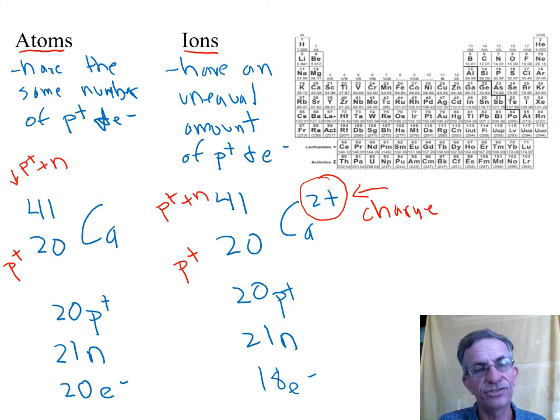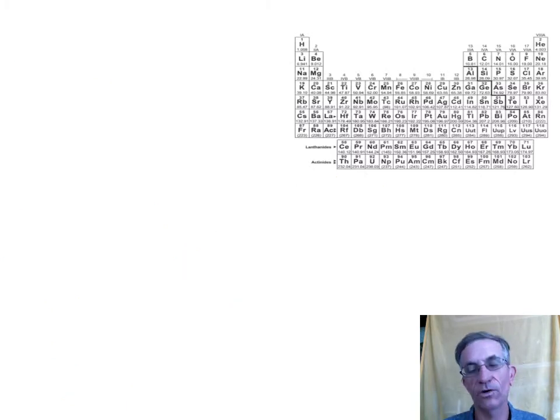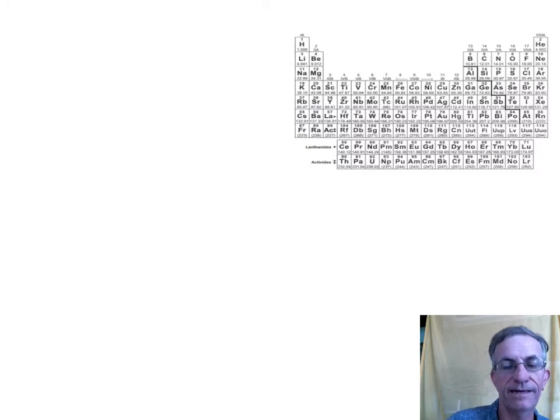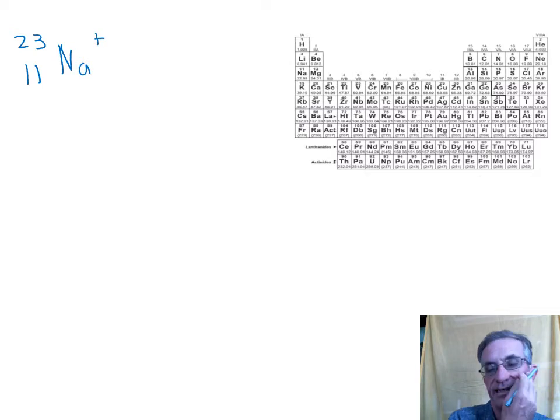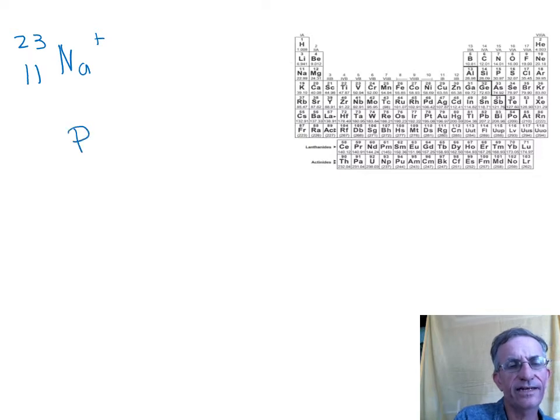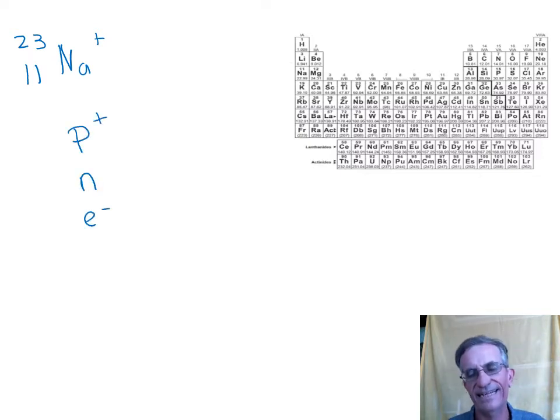Let me flip the page here. All right, let me put up two more. Let's look at 2 more examples here. All right, so another one. You saw this thing in the world: 23, 11, Na plus. What the heck is that? So what I really want to be able to figure out based on that is how many protons are in this thing, how many neutrons, how many electrons. That's kind of what we're going to get out of that symbol.